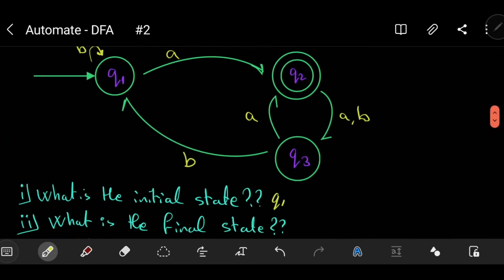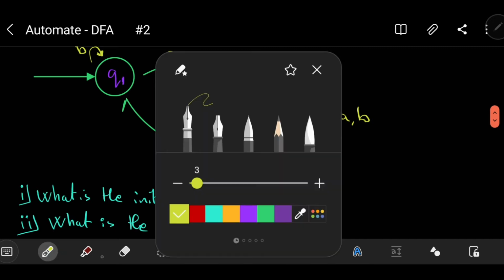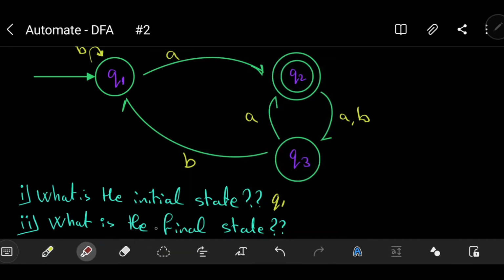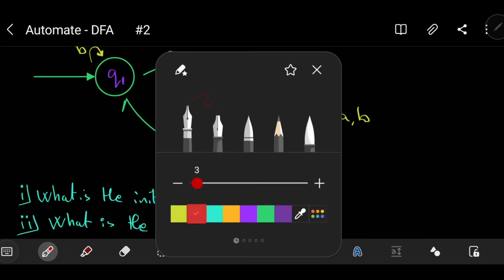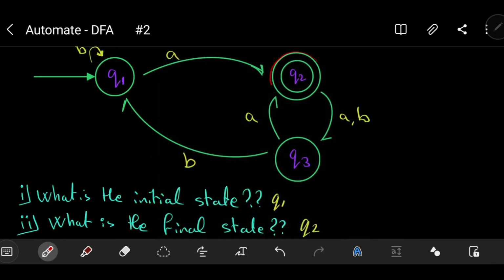Okay, question number 2, part number 2: what is the final state? Also, I have lectured before that the double-circled state refers to a final state. So Q2 represents the final state of the automat.